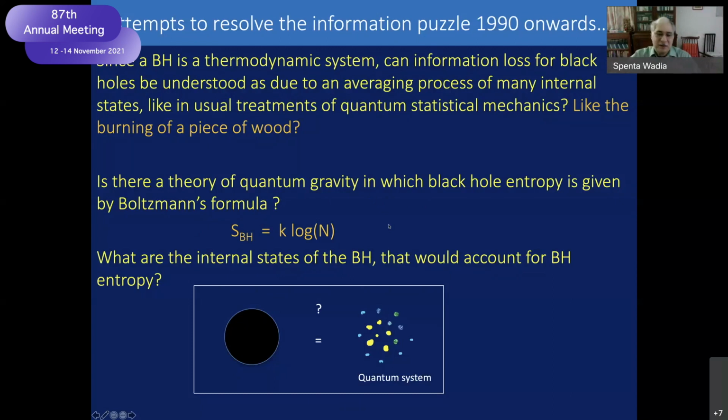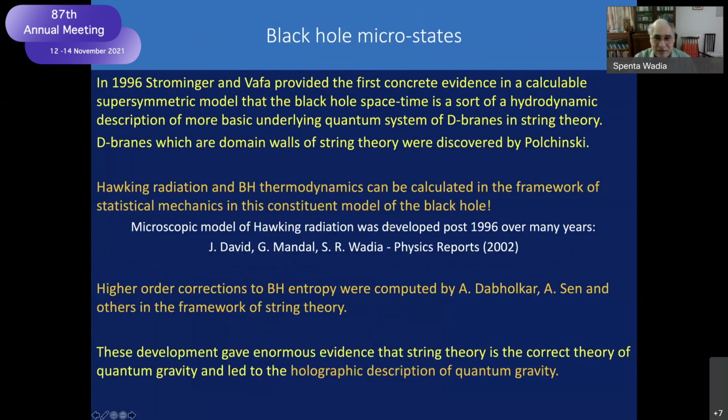This is a fantastic development, in fact, and it's perhaps one of the successes. The answer to this question is yes. And because the answer to this question is yes, it vindicates the fact that string theory is the correct theory of quantum gravity. So in 1996, Strominger and Vafa provided the first concrete evidence in a calculable supersymmetric toy type of model, that black hole space-time is a sort of hydrodynamic description of more basic underlying quantum system of D-branes in string theory. So string theory has more degrees of freedom than gravitons.